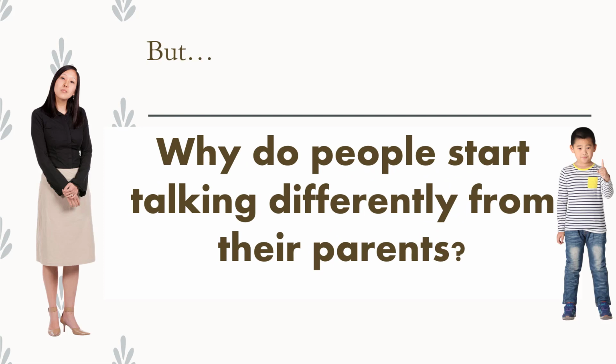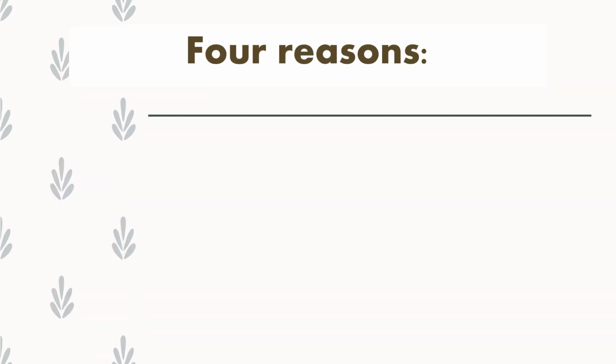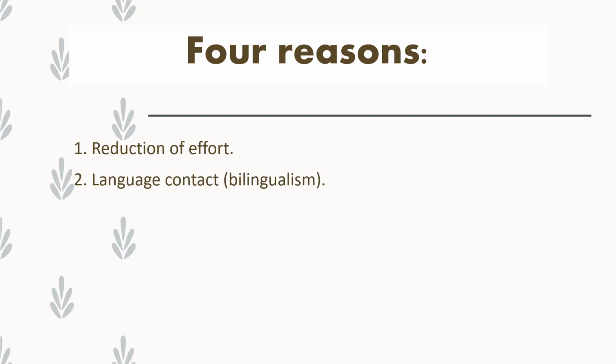But we could ask, why do people start talking differently from their parents? If children kept talking exactly like their parents, languages would never change. But this is not how it works. Let's see four different reasons. One is the reduction of effort. Then there's also language contact or bilingualism, imperfect acquisition, and an inherent variability of languages.